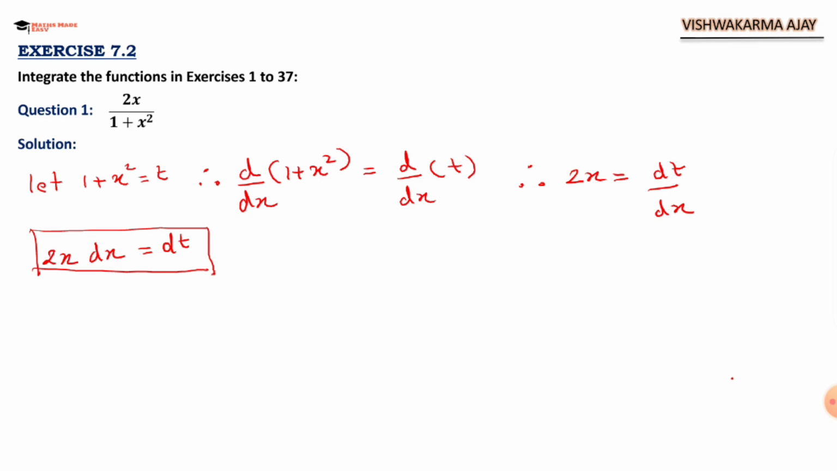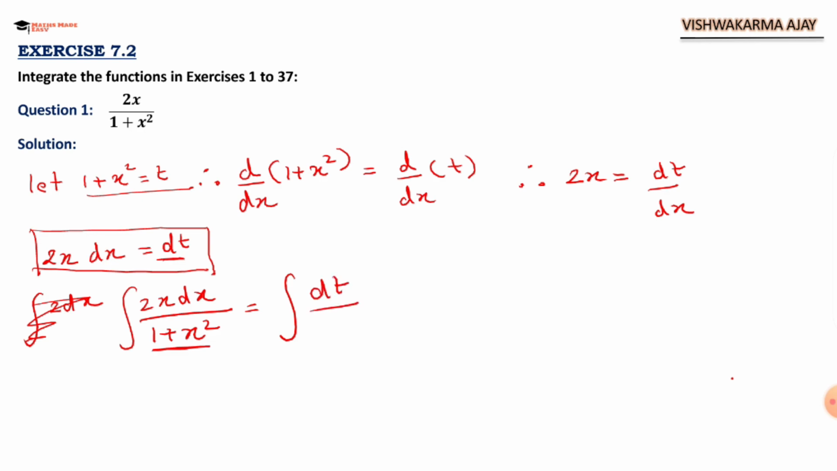Whenever we substitute anything with t or any other variable, we are always going to reach this situation. We have to get our numerator with dx replaced with something in the other variable. So our question is like this: 2x dx divided by 1 plus x square. So you know that 2x dx can be replaced with dt, and 1 plus x square is t, as we have already assumed here. So this is equal to dt upon t.